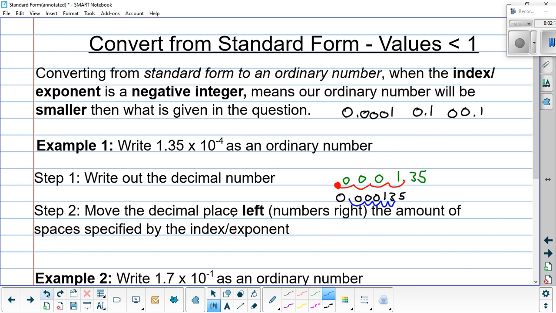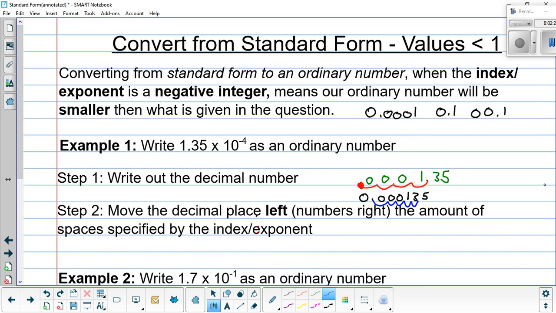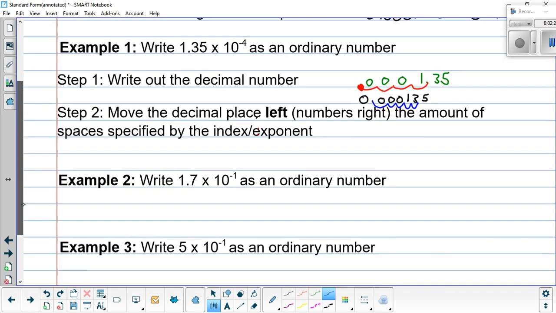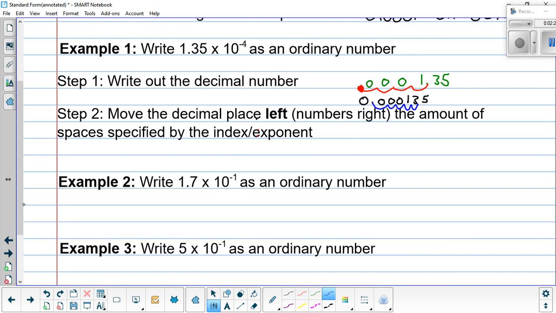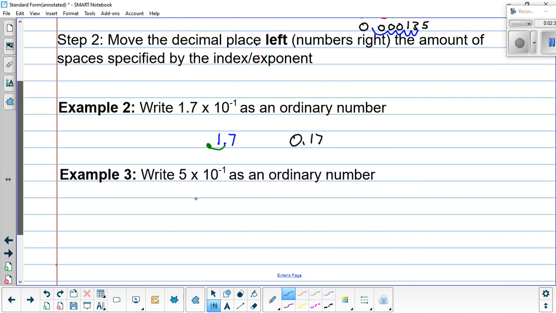So let's look at example 2, going a little quicker. We have 1.7 times 10 to the -1. Let's write down our 1.7, and then we're moving how many places? 1 to the left. So here we can write 0.17. And lastly, we have 5 times 10 to the -1. So we have 5, and we know that we have a decimal place at the end of every whole number, so we can just go 1 to the left. I just wanted to show that one to give you an idea. Don't forget there's always that imaginary decimal place.